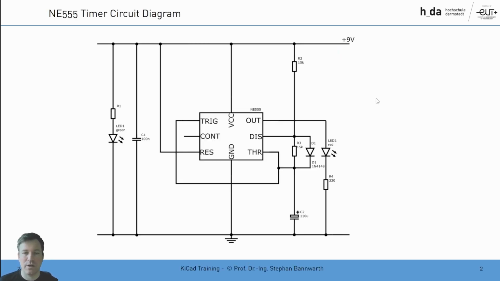Before I explain to you what we are going to do in this KiCad training, I want to show you the circuit on which this training is based. The example circuit is this NE555 timer circuit. What's the purpose of the circuit? This is the NE555 timer, and the purpose is that the red LED number 2 is going to start blinking once you power it up with 9 volts.